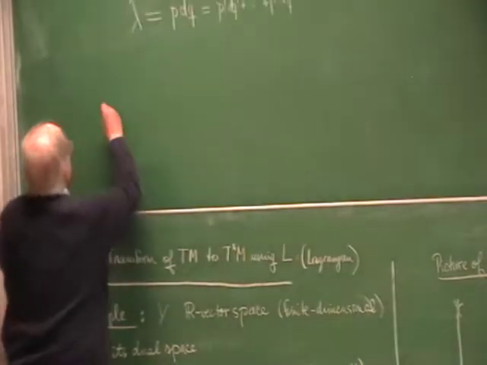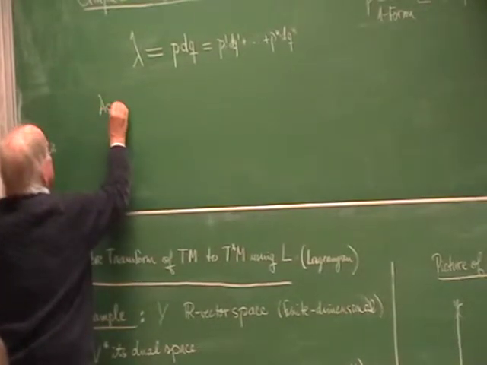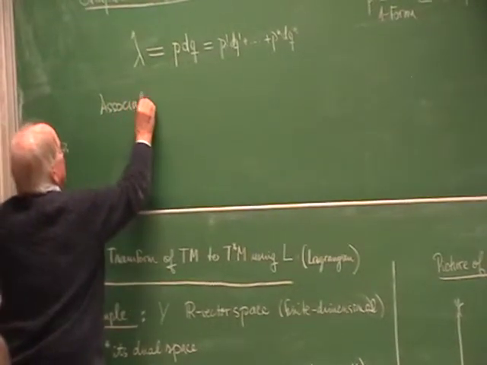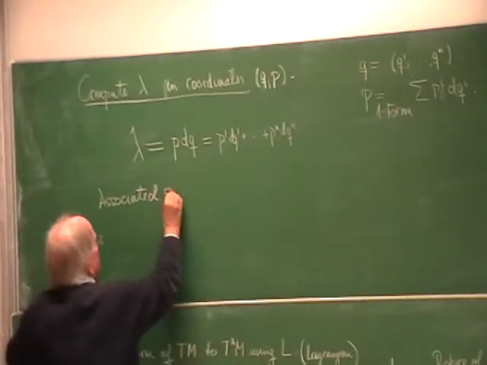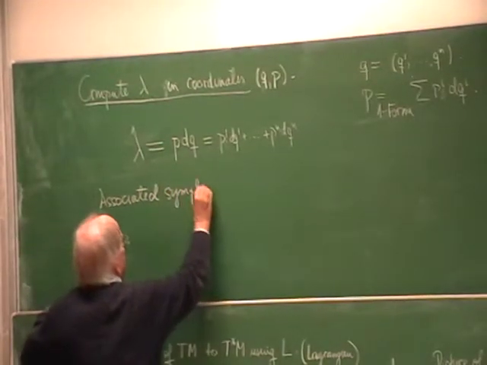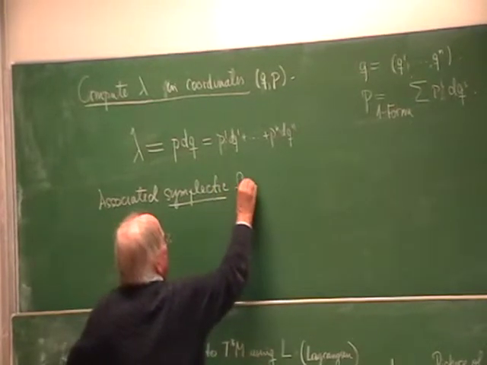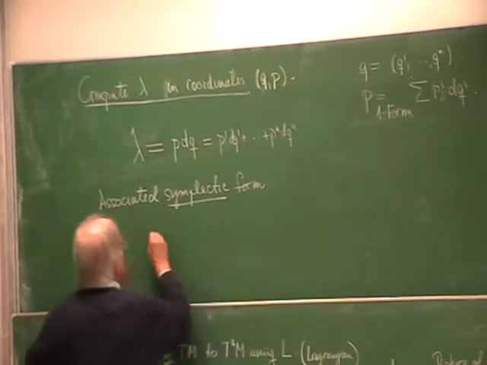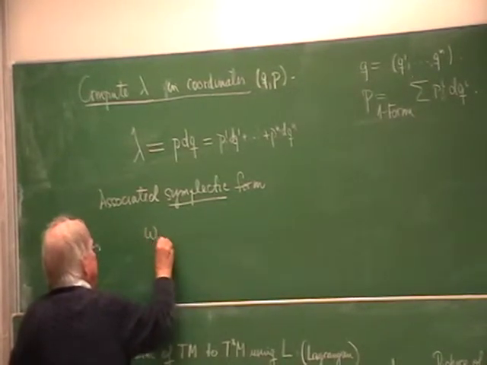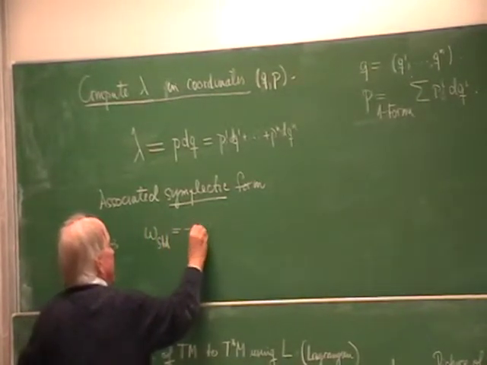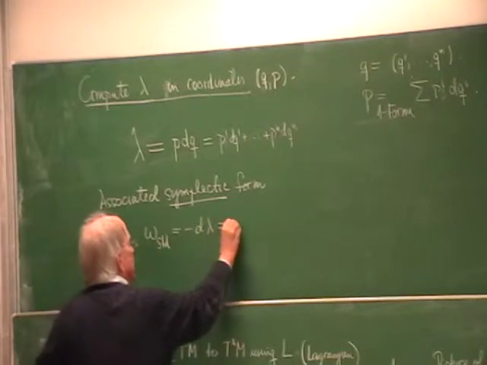The associated symplectic form, which I call omega standard, is minus d lambda, which is equal to dq dq.